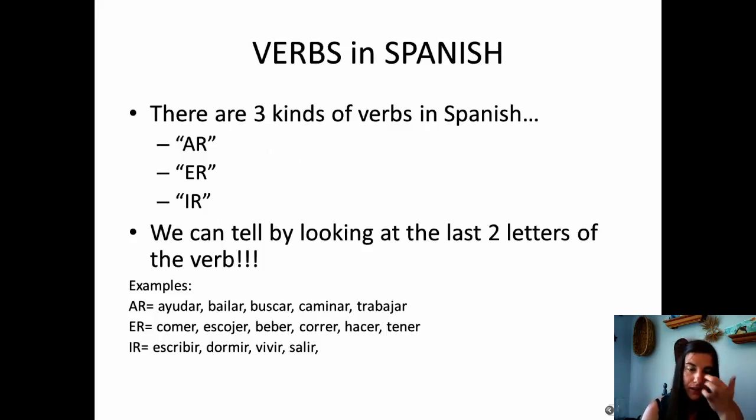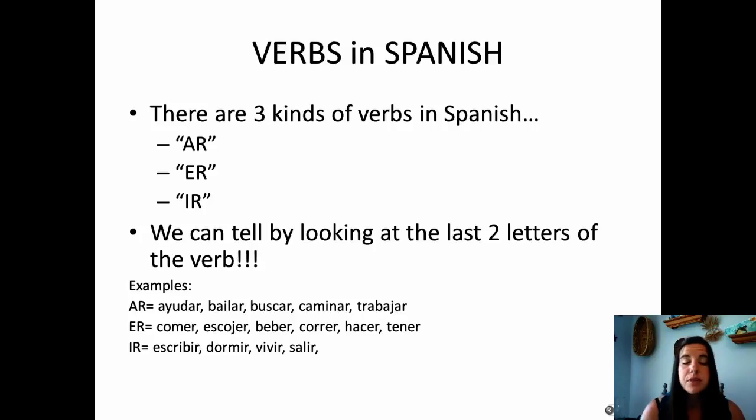There are 3 kinds of verbs in Spanish: AR, ER, and IR verbs. And the way to tell what kind of verb we're using is just to look at the last 2 letters of the verb before you conjugate it. So these are called infinitives. Verbs, before you conjugate them, are called infinitives.